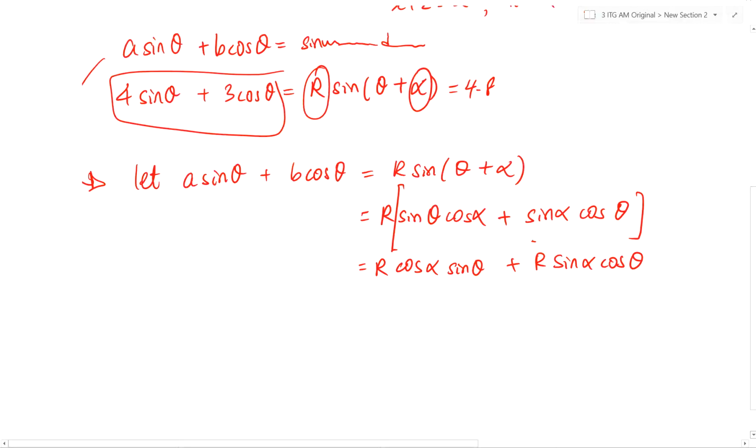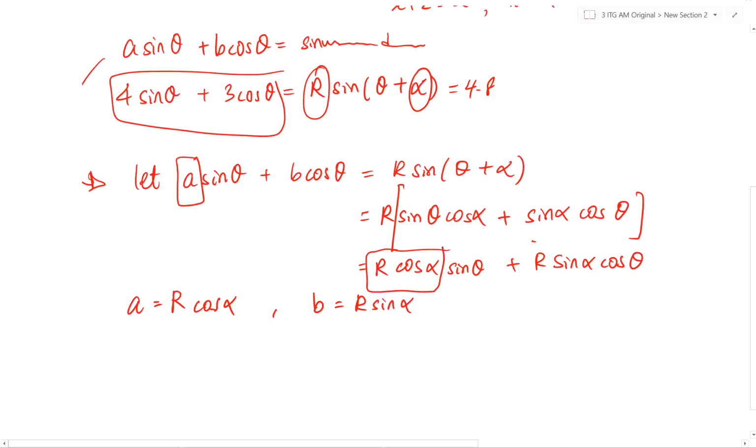It looks like a sine theta plus b cosine theta, isn't it? What do you think is the value of a now? Are you sure it's r? Think about it. By inspection, by comparison, a equals to? Good. And b equals to? R sine alpha. Can you compare? Who has trouble with this? Now I'm going to box up the a over here.